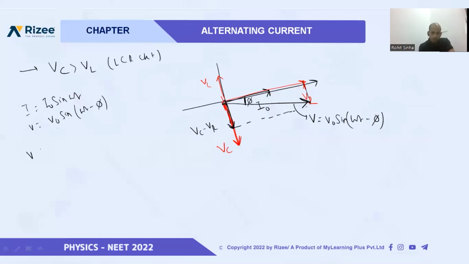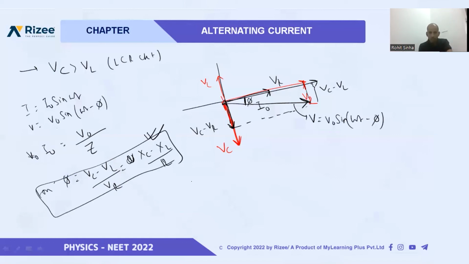I naught is equal to how much? This is equal to V naught by Z, and Z we know, the impedance formula. And this phi is how much? If you take out the triangle, this side is VC minus VL and this is VR. So we can say phi is equal to VC minus VL by VR. Taking IXC, IXL, IR, cut all the I's, you will get XC minus XL by R. Okay, this is the concept, you should remember it.